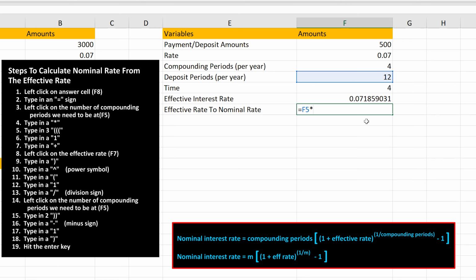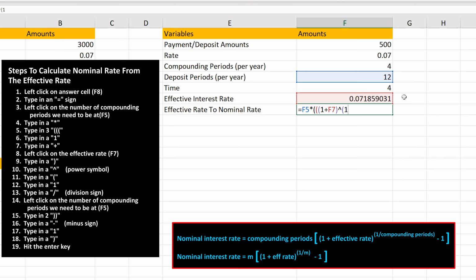From here, we type in 3 open parentheses. Then, following the formula, we type in a 1, then type in an addition sign. Next, we need to left-click on the effective interest rate, cell F7. And then we type in a closed parentheses to close off the 1 plus effective rate portion of the formula. From here, we type in a caret symbol, or the power symbol, Shift 6 on the keyboard, and then we type in an open parentheses.